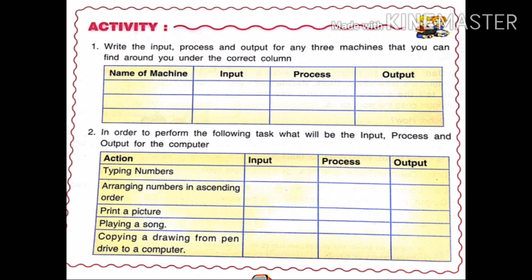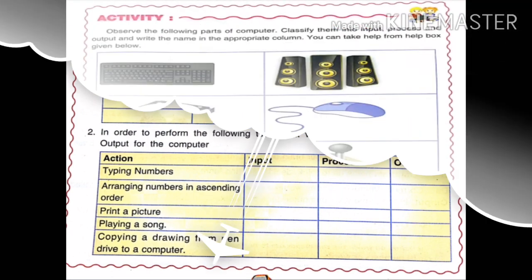For this, as an input we need a drawing in our pen drive. Process, we have to insert our pen drive in the USB port and we have to copy it to the hard disk. Then output, it is already stored in the hard disk of our system. Now move to the next one.